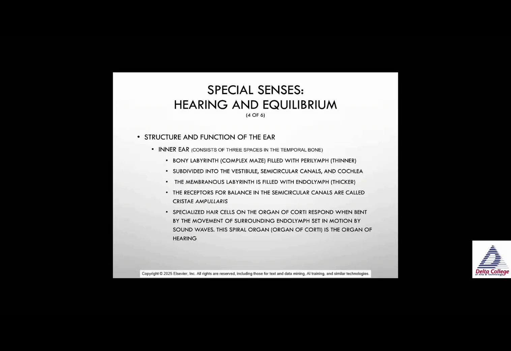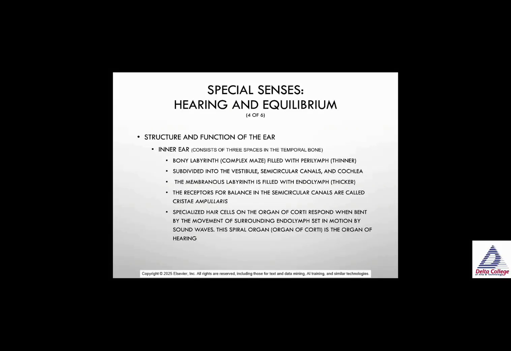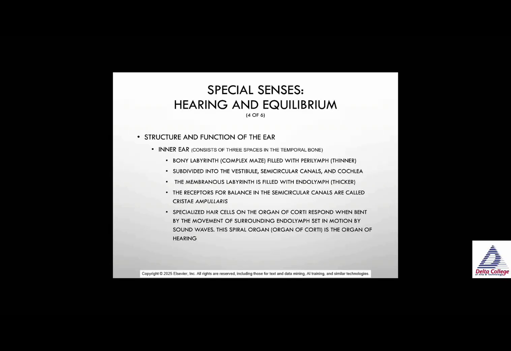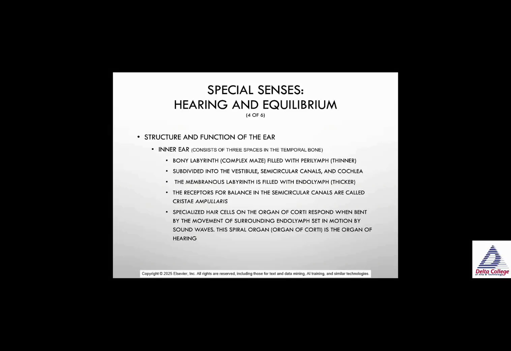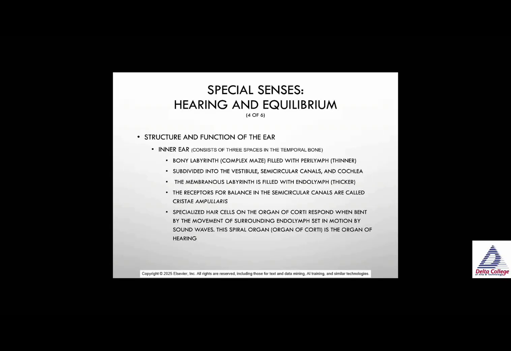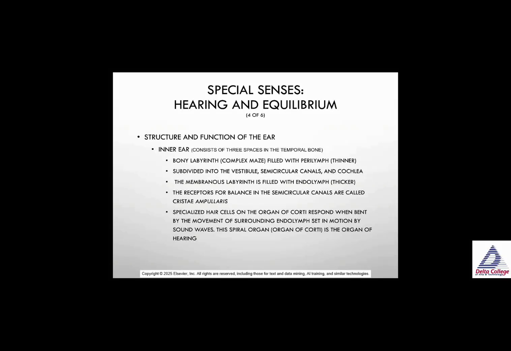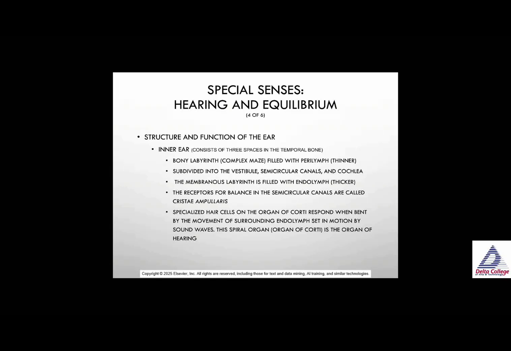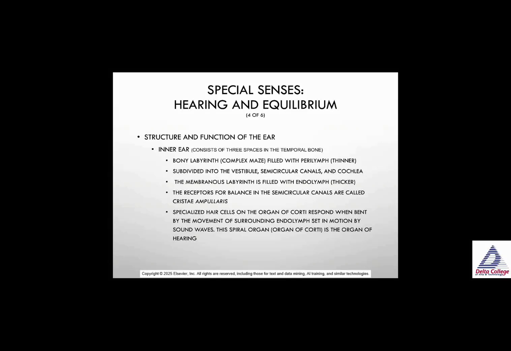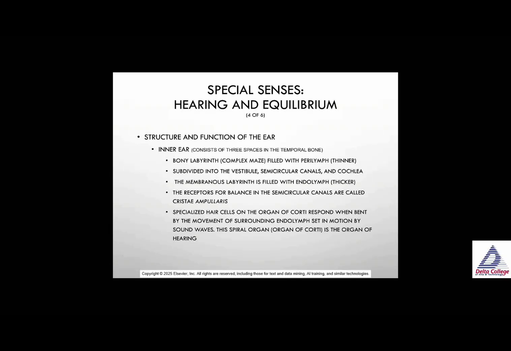The receptors for balance in the semicircular canals are called cristae ampullaris. And then there are specialized hair cells on the organ of Corti. Remember, the organ of Corti is the organ of hearing, right? That's why we can hear. So there are specialized little hair cells on the organ of Corti that respond by being bent by the movement of surrounding endolymph set in motion by sound waves. This spiral organ, or the organ of Corti, is the organ of hearing.